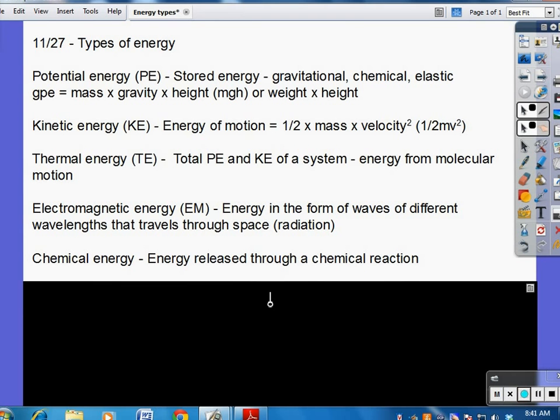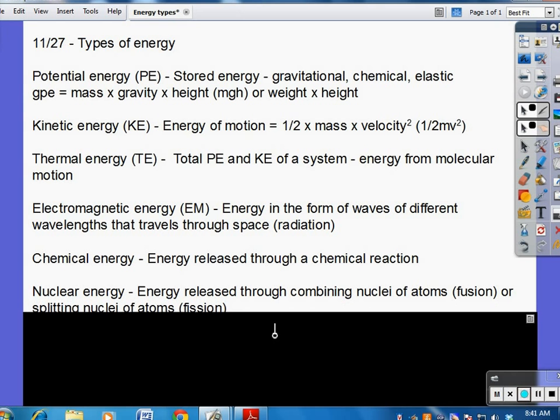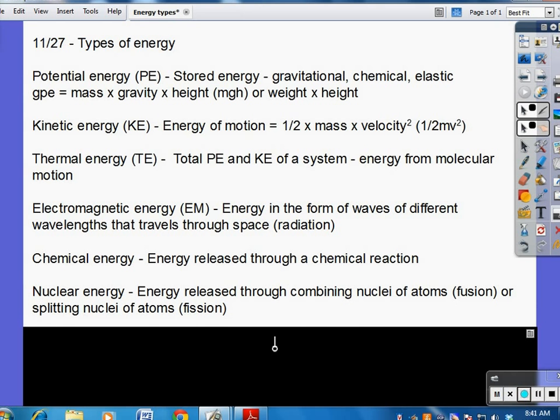Next we have chemical energy. That's energy released through a chemical reaction. And finally we have nuclear energy, which is energy released through combining the nucleus of atoms, and that's called fusion when you combine them, or energy released from splitting the nucleus of atoms. And nuclei in the notes is the plural of nucleus. So if you're splitting nuclei of atoms, that's called fission.